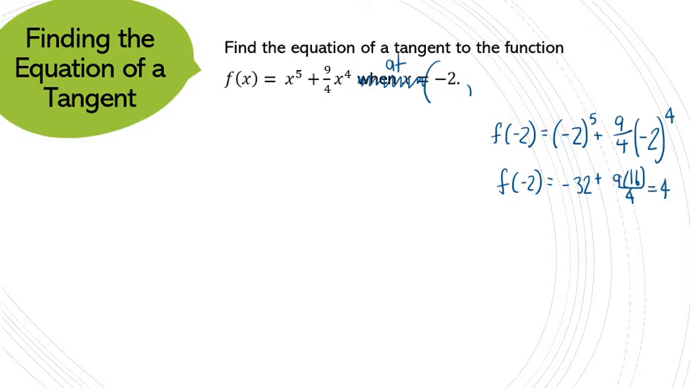So what does that tell us? That we have a point in question. Before we were talking about it being when x is negative 2, but now we're nailing it down and saying it's at negative 2 comma 4, which is an xy coordinate that happens to be on the graph.